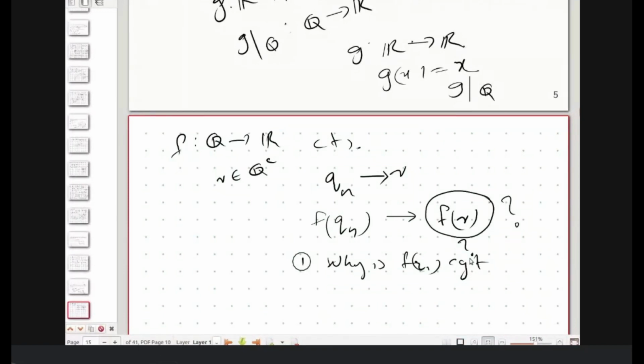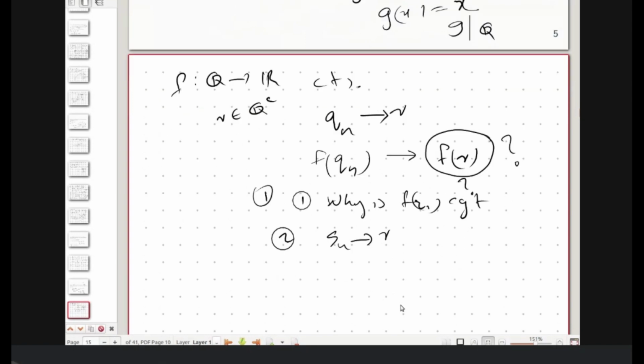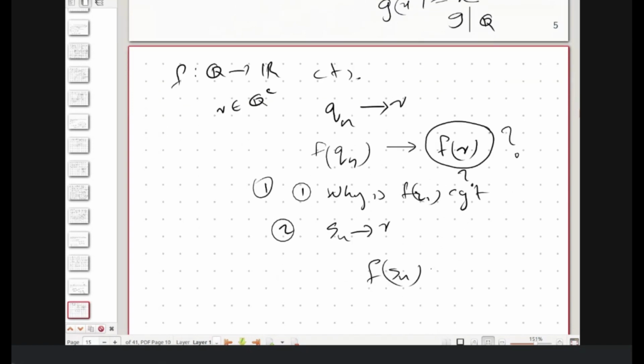Two questions. One, why does the limit exist? Second, one sequence is converging to R. Assume you have another sequence, say Sn, converging to R. What is the guarantee that f of Sn also converges to the same limit? You have to answer these questions, right? These two things are necessary. If you want to properly define the function value at a point, you need to make sure that it is unique, right? So these questions make sense, right? Yes, sir. So let's try to see.